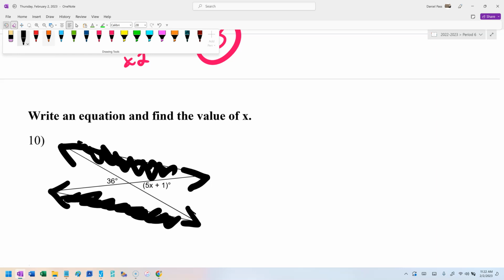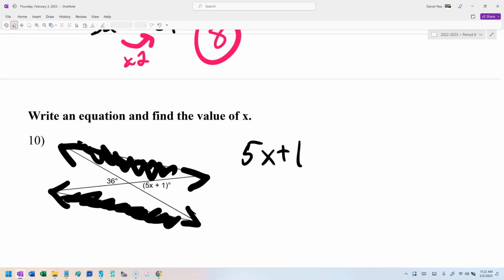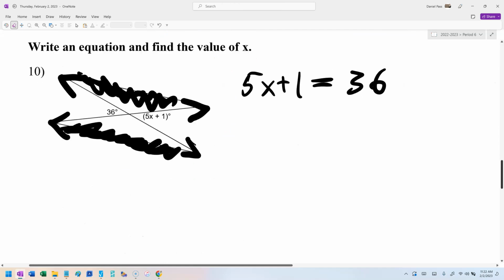Okay, how do we do this? So that would be 5x plus 1 equals 36. 5x plus 1 equals 36. Now, why do they equal each other? Because they're vertical angles. That's excellent.